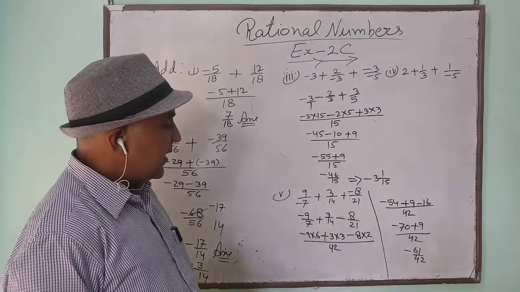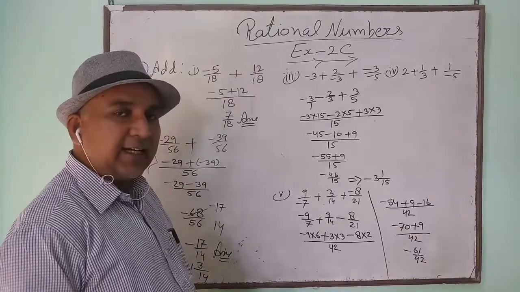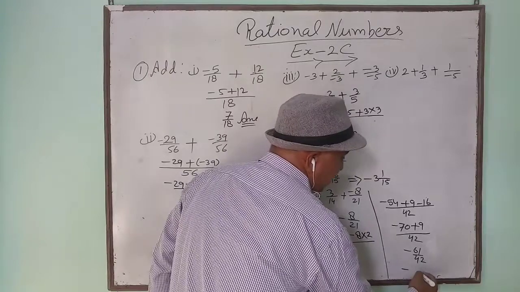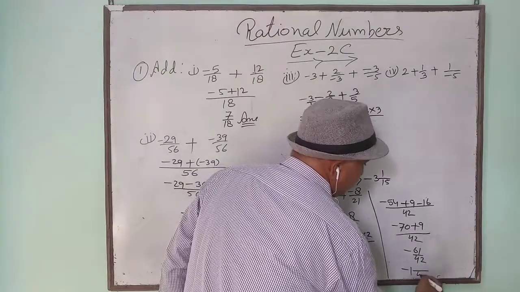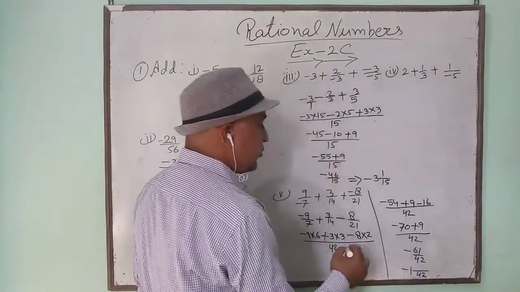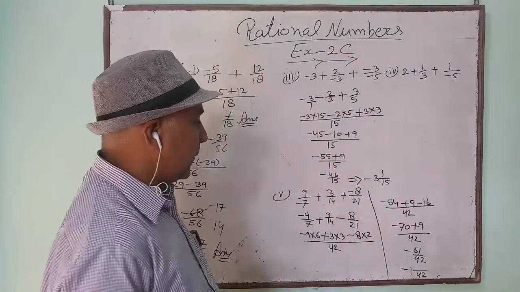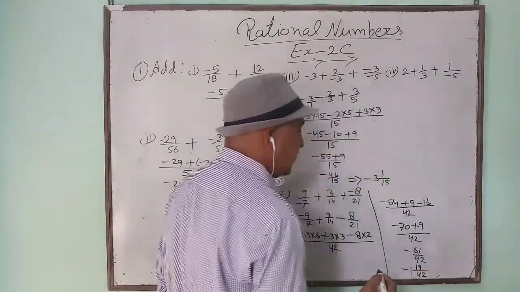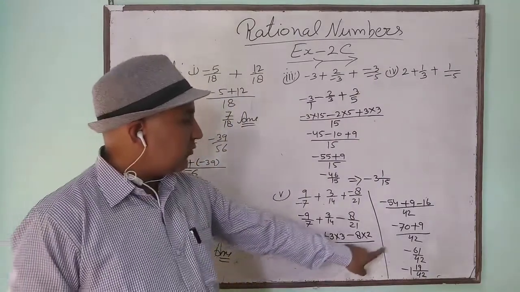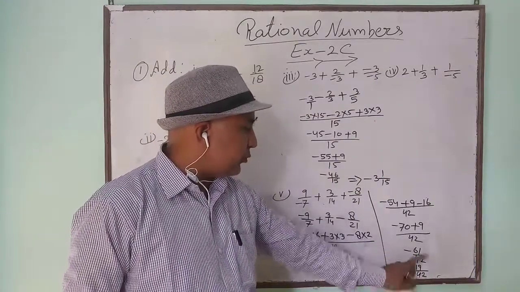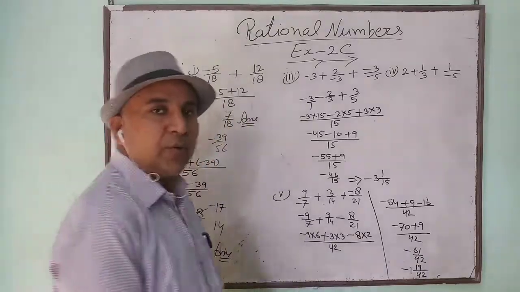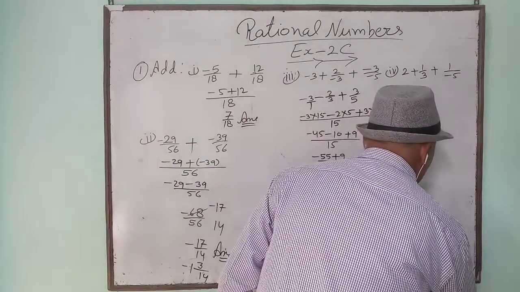Can it be divided by any number? No, it cannot. So again convert it into a mixed fraction. 42 into 1, 42. Then it will be 19. Okay? When you convert minus 61 upon 42 into a mixed fraction, you get minus 1 into 19 upon 42. This is the answer.